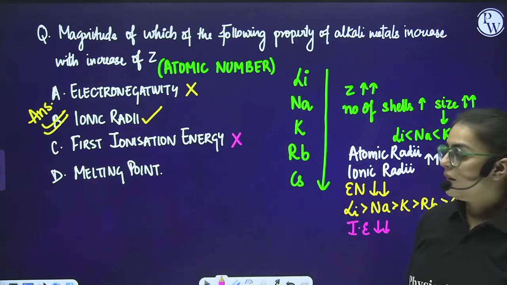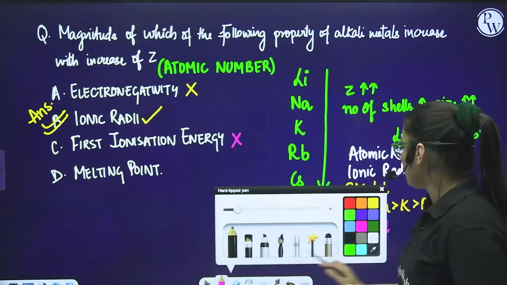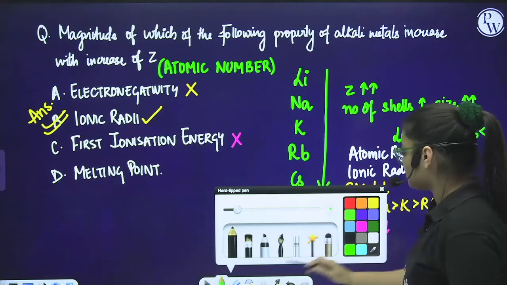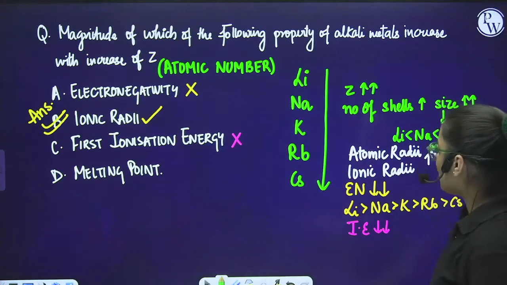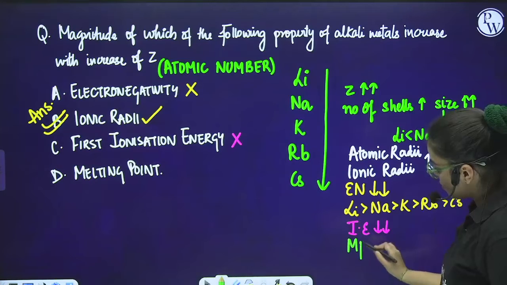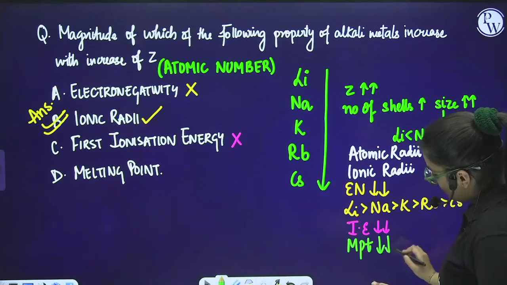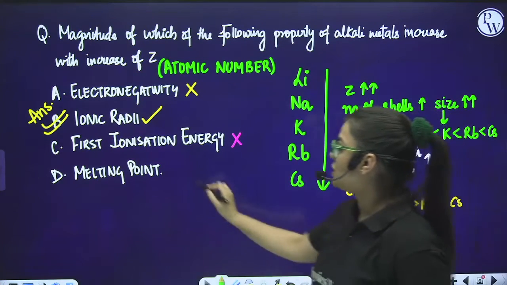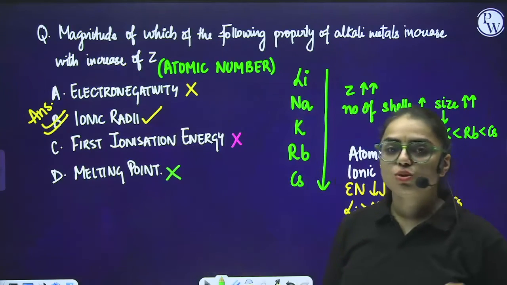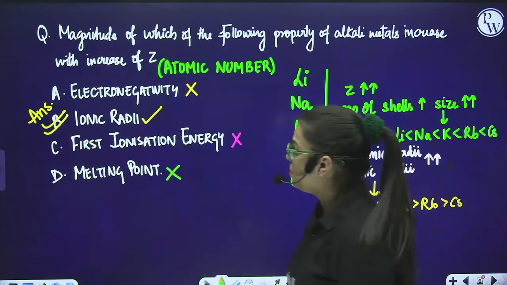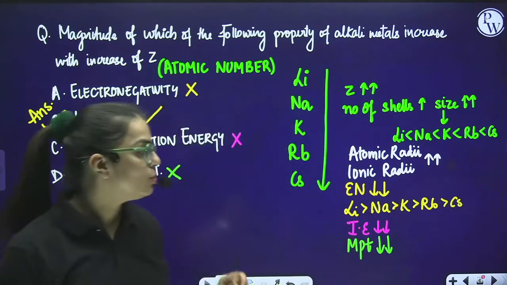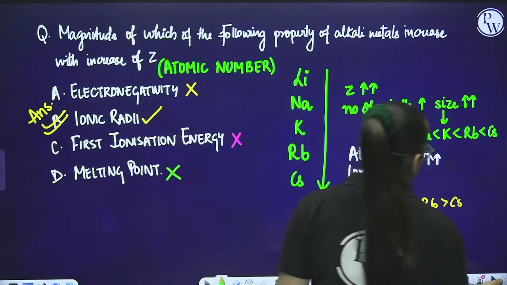Not possible. Now the next part is about melting point. This also we have already done. From top to bottom, melting point is also going to decrease. So with increase in Z, melting point is also decreasing. They're asking which is increasing, so the answer is going to be option number B. I hope this question is clear to you. Let's proceed towards the next question now.